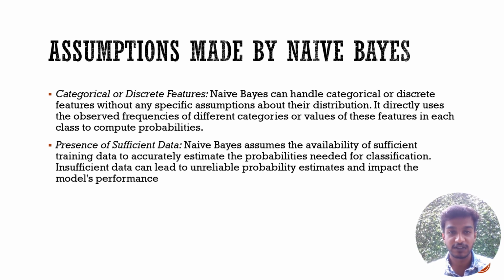Next, we will discuss the assumptions made by naive Bayes. Categorical or discrete features. It directly uses the observed frequencies of the different categories of the features in each class to compute probabilities. Presence of sufficient data. Naive Bayes assumes the availability of sufficient training data to accurately estimate the probabilities. Insufficient data can lead to unreliable probability estimates and impact model performance.